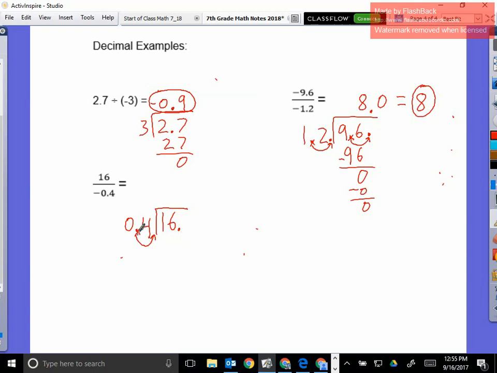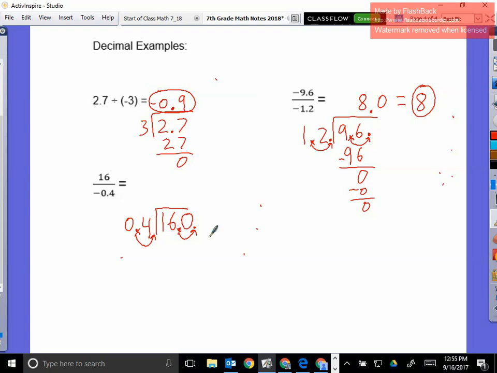We still got to follow this rule. It has to move over one space. So take that decimal point, move it over one space, and look at this weird thing. We have the decimal point moved over one space, but we have an empty spot. Empty spots are where zeros go. So that number had to become 160.